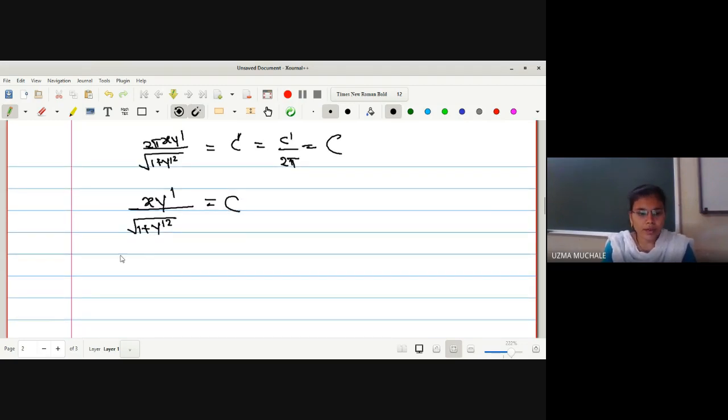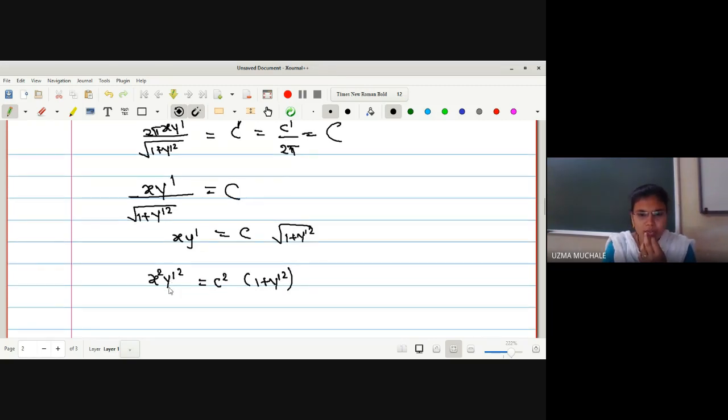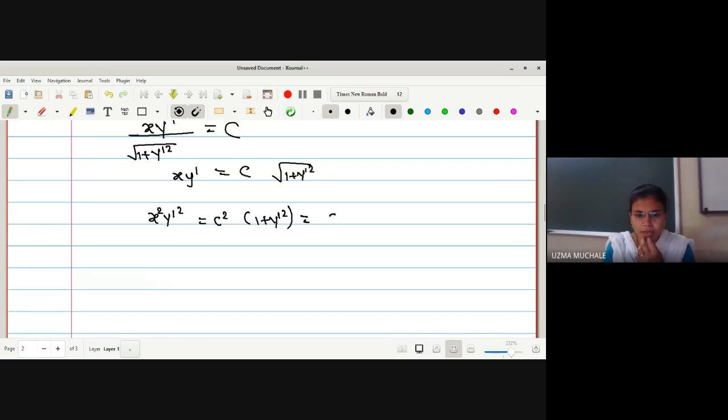Okay, so now what we have to do? We have to do this simplification again, that is, we have to solve this equation x y' equals c√(1+y'²). By squaring on both sides, what will you get? x² y'² equals c²(1+y'²). Now what is y'²? We can take y'² common so that we can solve the equation for y'. c² into y'² by multiplying c². Here is also y'², here is also y'². So we can take y'² common. We can have this as x², and what is the common term here?